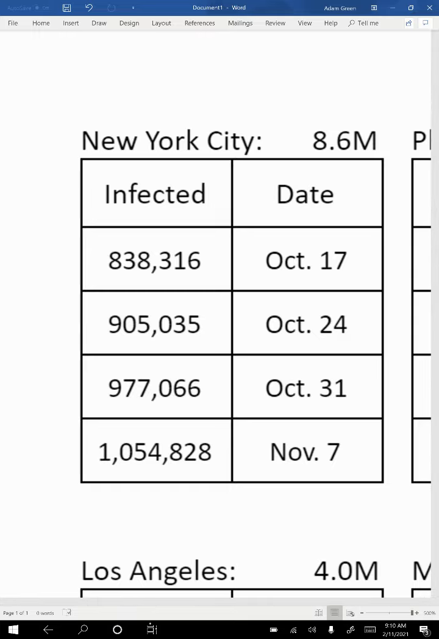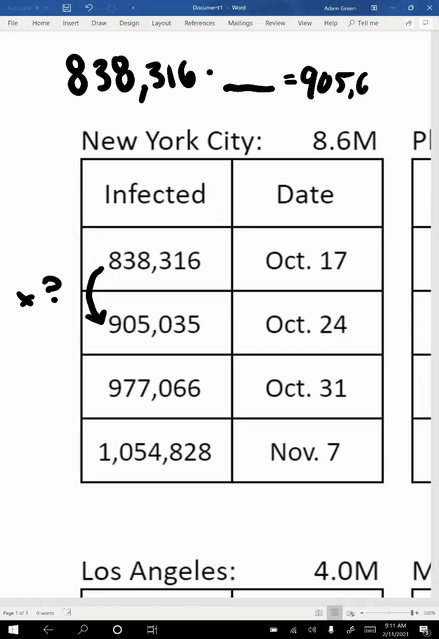So essentially, we're saying, what do we have to multiply by to get from one to the next? And I want to just write this out real quick at the top. So we're saying 838,316 times something is going to give us 905,035.